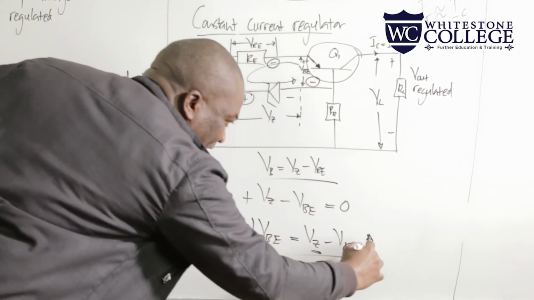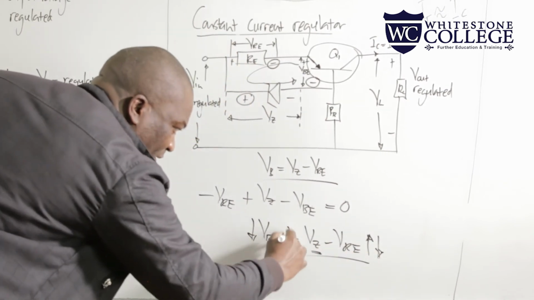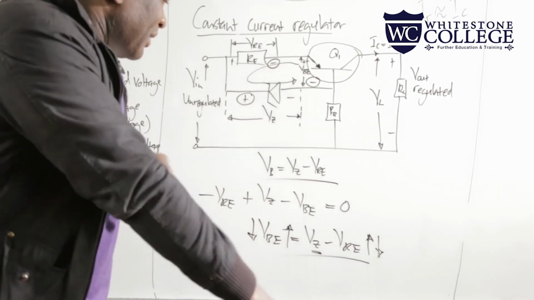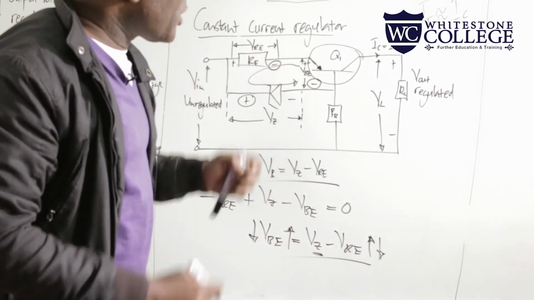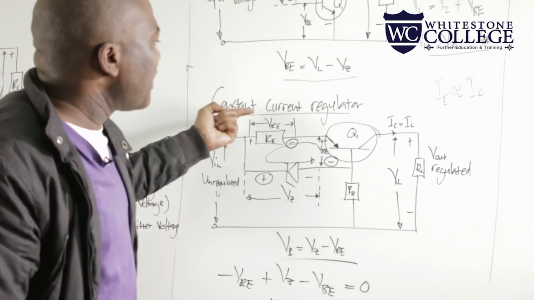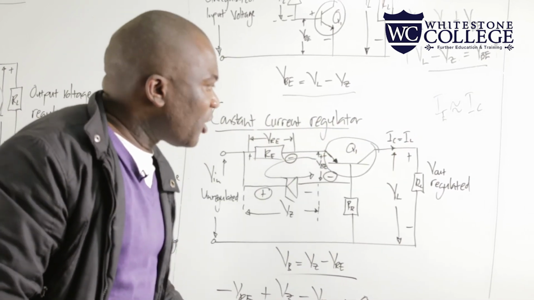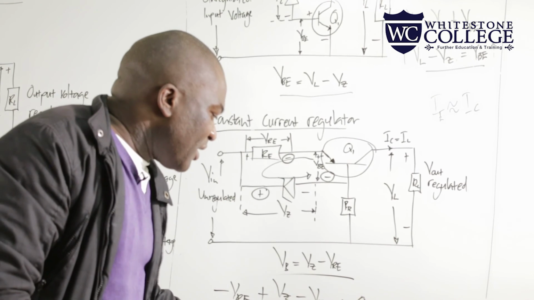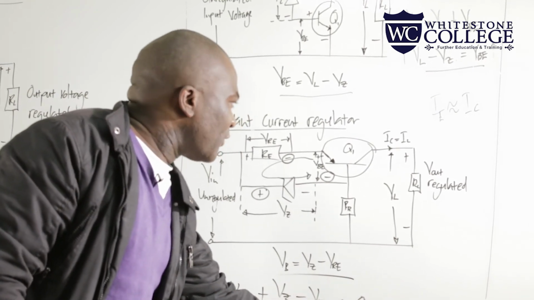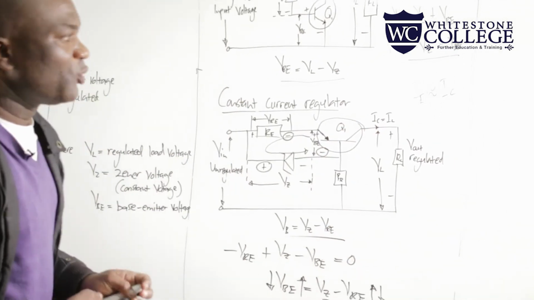If we decrease VRE, it will result in VBE increasing. Are we together? So in this case, we're going to have constant current as our output current. Why? Because in this case, VBE is controlling the VRE voltage drop, which will result in IC current being equal to IE.